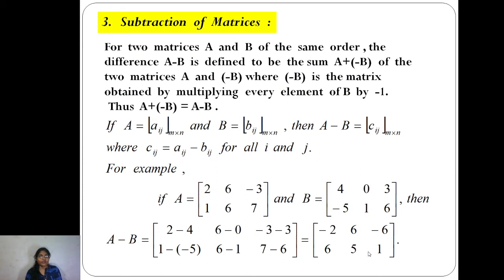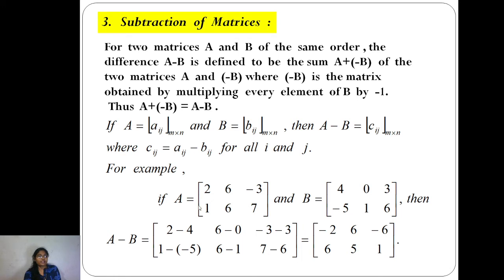Subtraction of matrices. For two matrices A and B of the same order, the difference A minus B is defined to be the sum A plus minus B of the two matrices A and minus B, where minus B is the matrix obtained by multiplying every element of B by minus 1. Thus A plus minus B equals A minus B. That means if A equals Aij, m by n, and B equals Bij, the same order, then A minus B equals Cij, where Cij equals Aij minus Bij for all i and j.